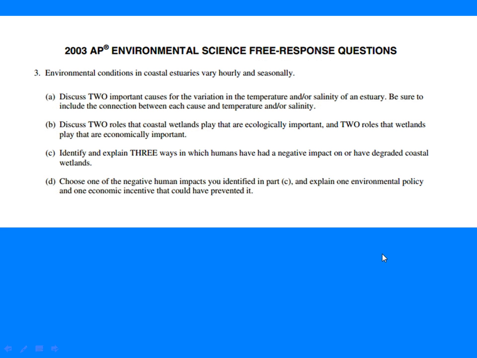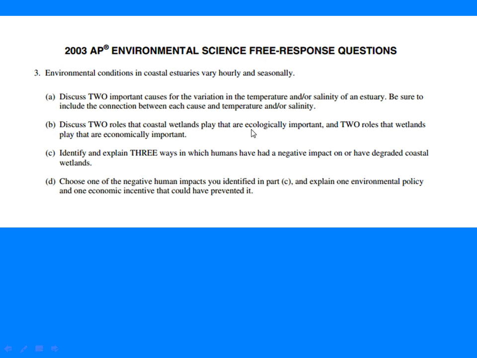So this was number 3 on 2008. If I was looking through this question and I wanted to point out some key important words here, I'm looking at the word estuary. I'm looking at discuss 2. So not 1, but 2 here. Important causes for variation in temperature and or salinity. Discuss 2 roles. So for letter B, 2 again. Roles that are ecologically important, and 2 roles that they're economically important.